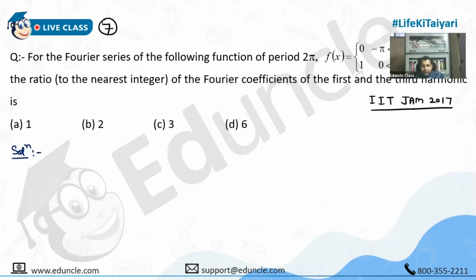So one question from Fourier series is sure. You can see every year one question is there. So you have to find the ratio of the Fourier coefficients of first and third harmonic. Yes, Durga, very good.